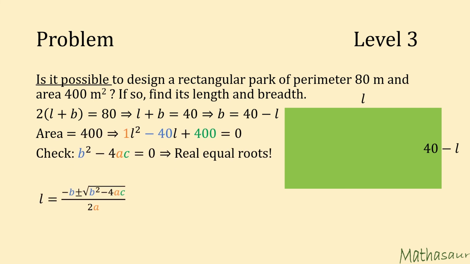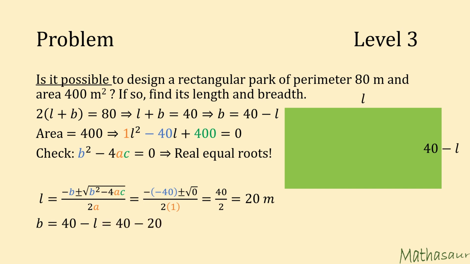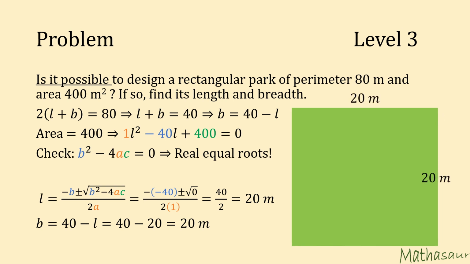So let us solve for L. Let us apply the quadratic formula here. Substituting the values, we get L is equal to 20 meters. Solving for B, we see that the breadth is also 20 meters. So the discriminant tells us whether such a rectangular park is possible, and the quadratic formula gives us the dimensions of this rectangular park.